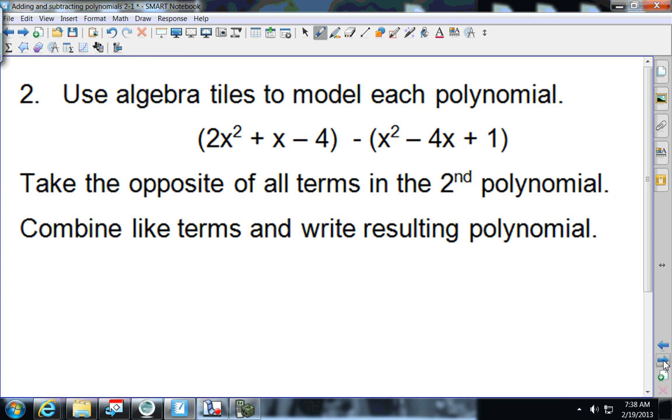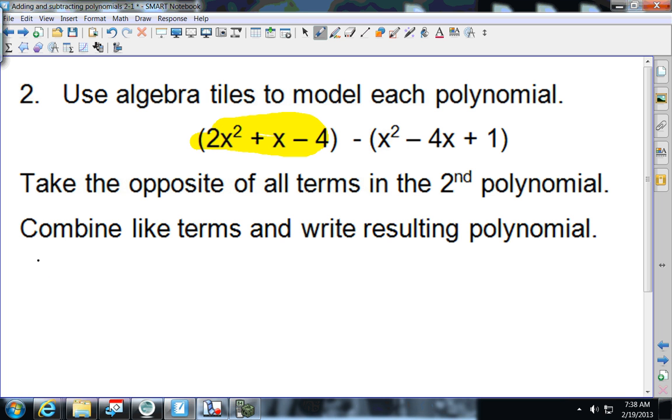Okay, so let's look at number 2. Now, what do you notice? What's the difference between number 2 and number 1? There's a subtraction. Okay, that's going to make a difference in what we do. And what it tells us is it says take the opposite of all the terms in the second polynomial, then combine like terms. Okay, so what we're going to do first, you're going to do this just like we did the first part right here.